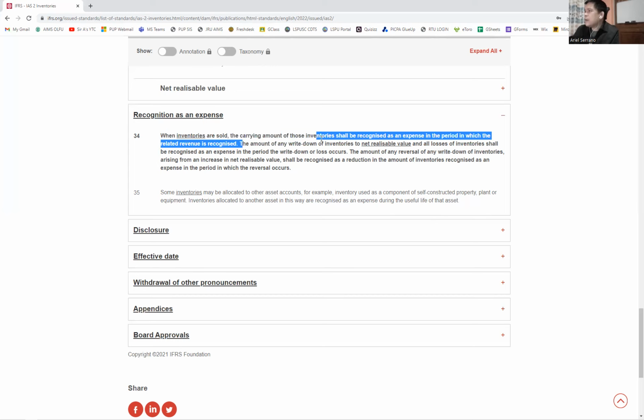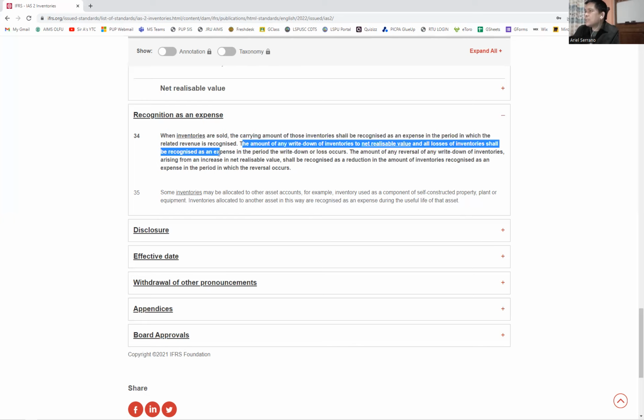Okay? Doon natin siya i-expense. The amount of any write-down of inventories to NRV and losses of inventories shall be recognized as expense in the period the write-down or loss occurs. Minsan, we need to write down, nira-write off natin yung inventory kung halimbawa nagkaroon ng losses, nagkaroon ng obsolescence. May mga technological changes, halimbawa, may mga produkto na yung saleability nila ay naapektuhan because of technology.